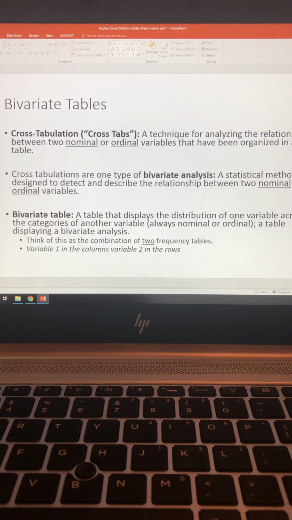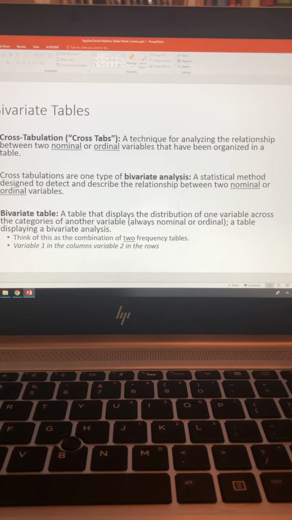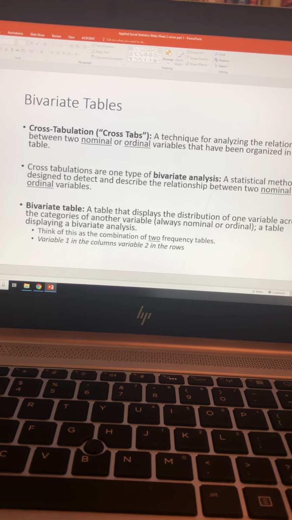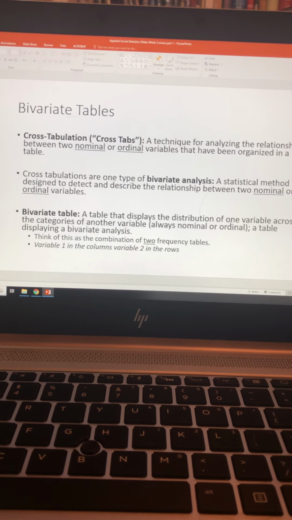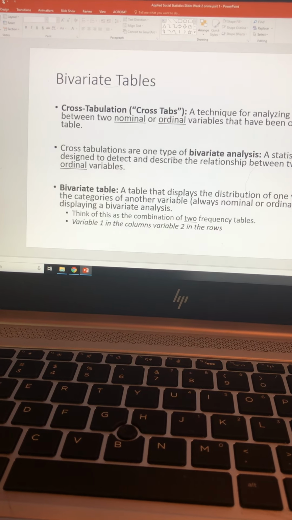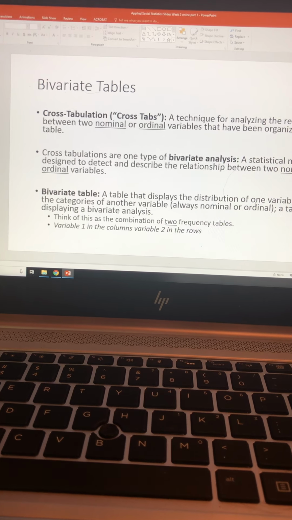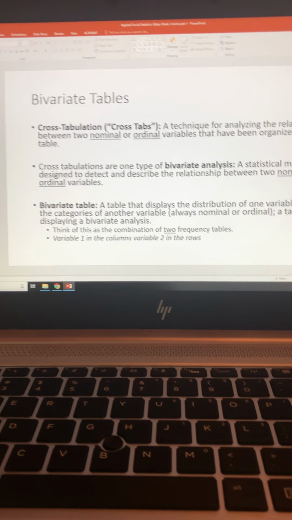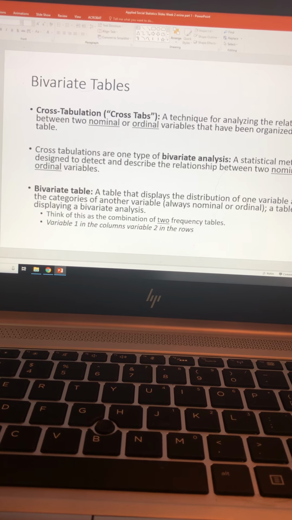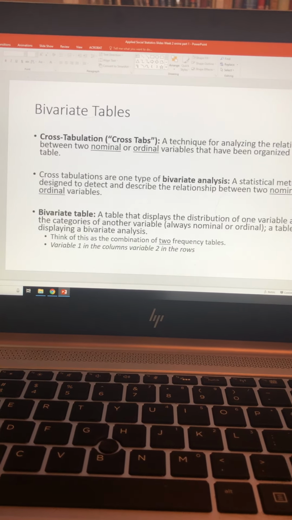Just to begin with some definitions, some vocab. When we talk about cross-tabulation, cross-tabs is the shortened term for it if you want to abbreviate, but cross-tabulation is this technique where you can analyze the relationship between two nominal or ordinal variables. So keep in mind, we're always looking back to what type of variable it is, and it always matters. It never goes away. So for cross-tabulation, we look at nominal or ordinal variables, and they've been organized into a table where we're looking at the relationship between two variables.